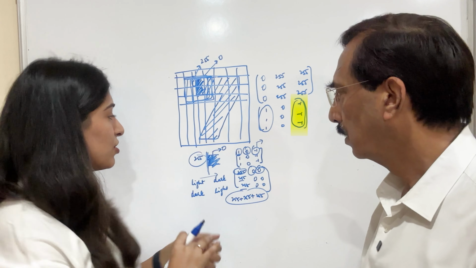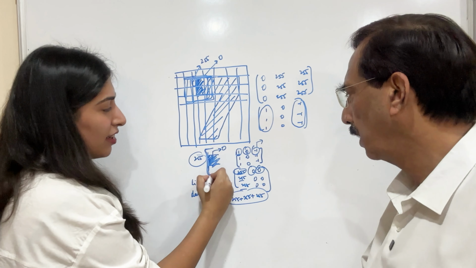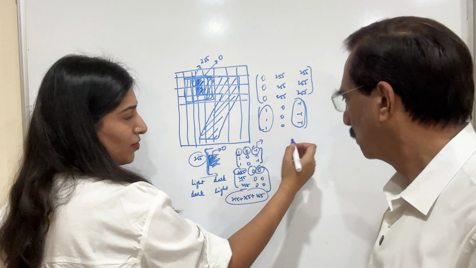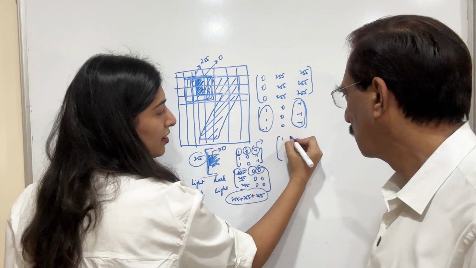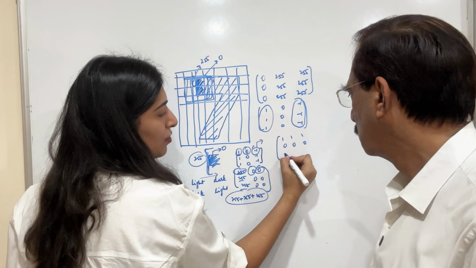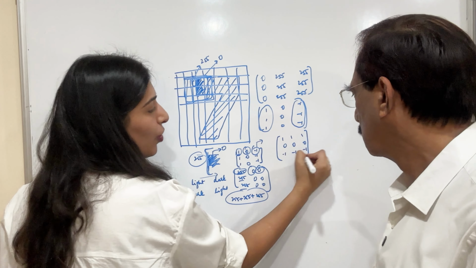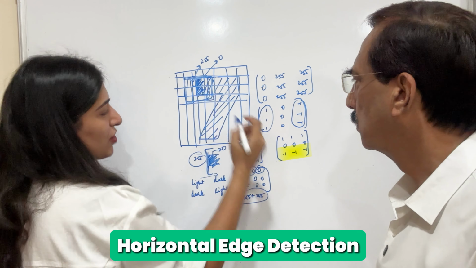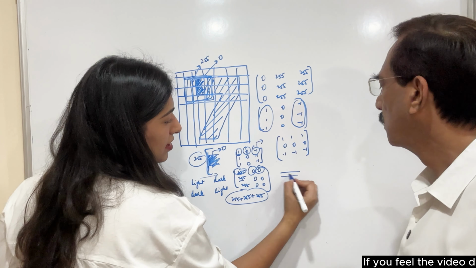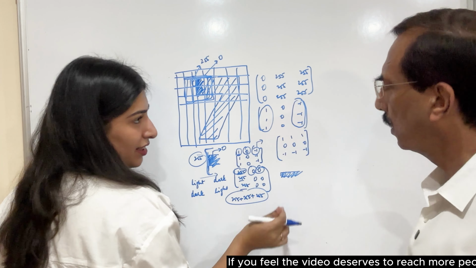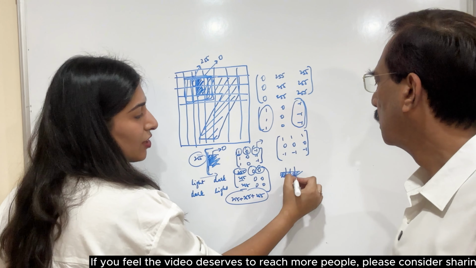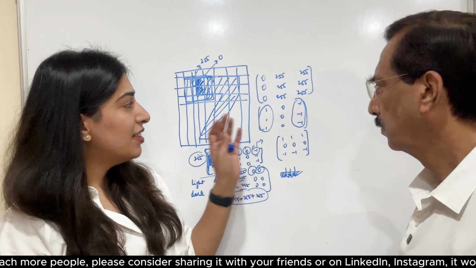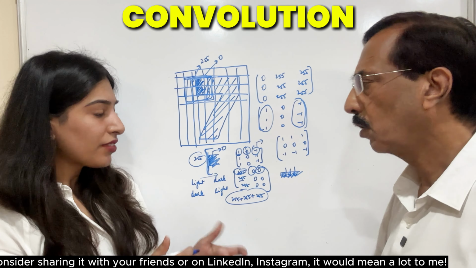So this is a vertical edge. Right now I had taken 1, 1, 1, 0, 0, 0, -1, -1, -1. If I take the filter the other way, what do you think I will be able to detect? Horizontal edge detection. So if suppose I have my 7 like this, from the top side, I will be able to understand that there is a horizontal edge, or a color change happening like this. So this method is called convolution.